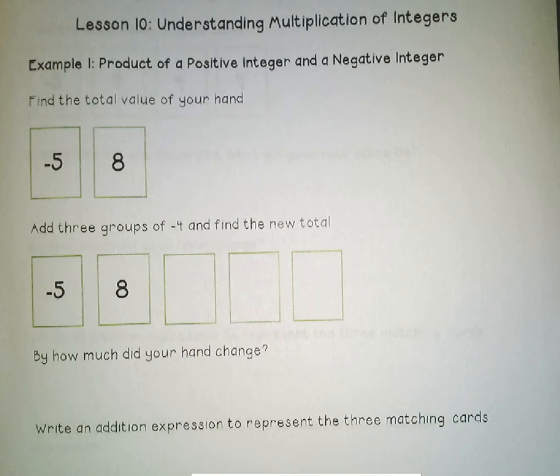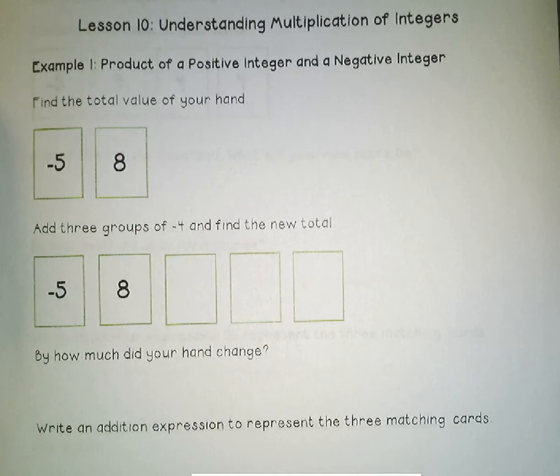That is the first lesson in Topic B of this module and a first step in understanding multiplication of integers. So let's go ahead and get started. Example 1, product of a positive integer and a negative integer.